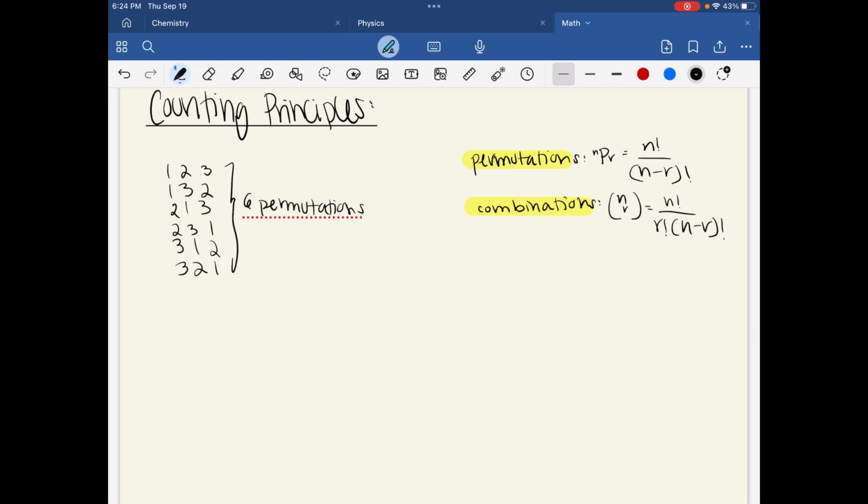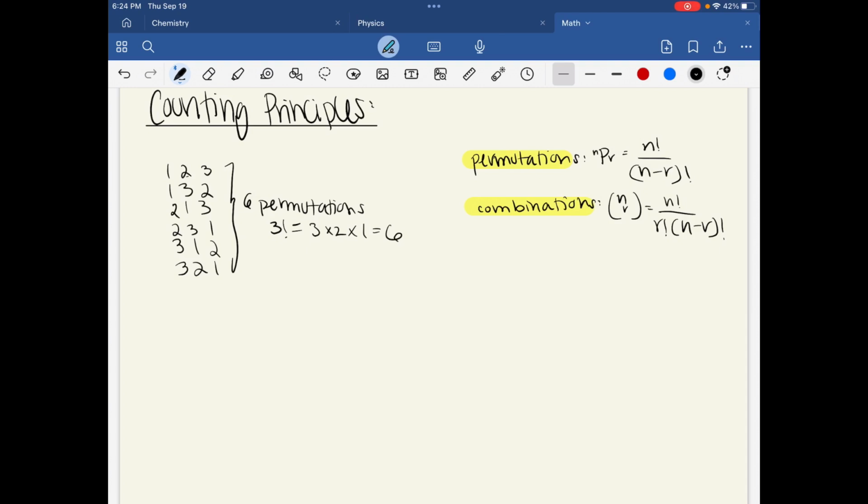Another way to calculate this would actually be 3 factorial, because there are 3 things you are looking at, 1, 2, 3. In order to calculate this, you would just use the number 3 and multiply it by all the following values that come below it. So 3 times 2 times 1, which equals 6. So 6 permutations, it matches up.